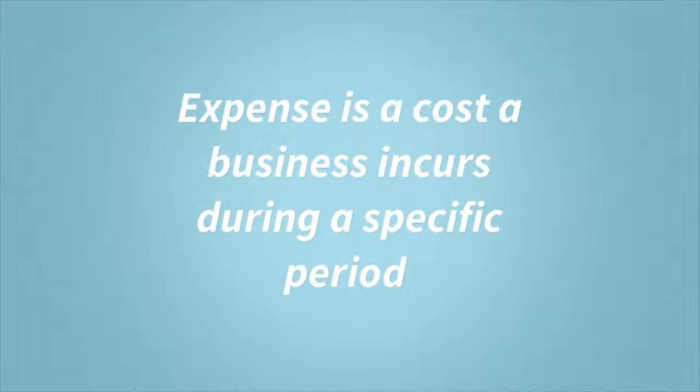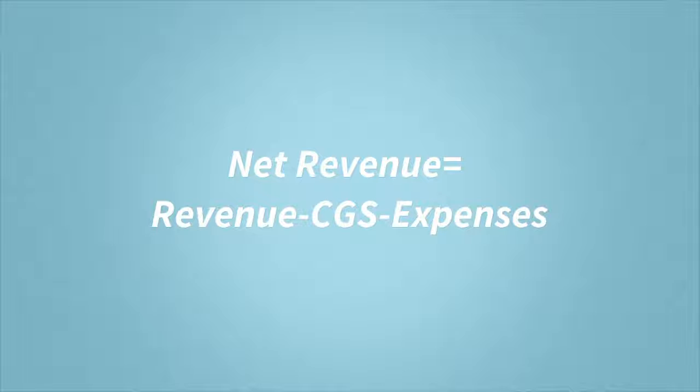Most people know what expenses are, but for purposes of defining everything on the income statement, an expense is a cost a business incurs during a specific period. Net revenue equals revenue less cost of goods sold less expenses. When you're looking at net revenue, that allows you to track how much money you're either making each month or losing each month. When a company wants to get to break even, that means that they're not making or losing money, which means that the net revenue is zero.